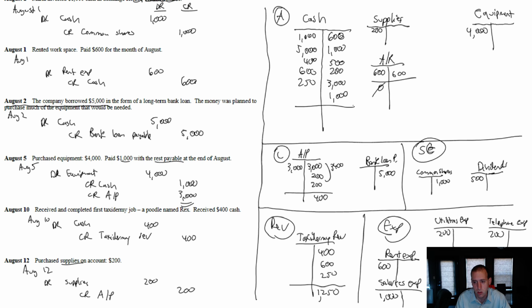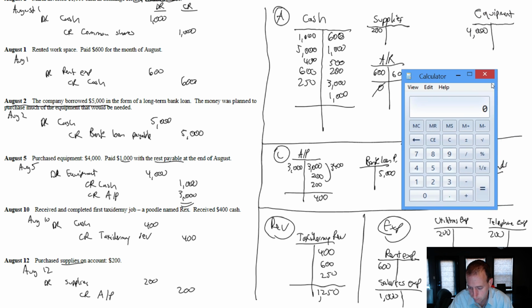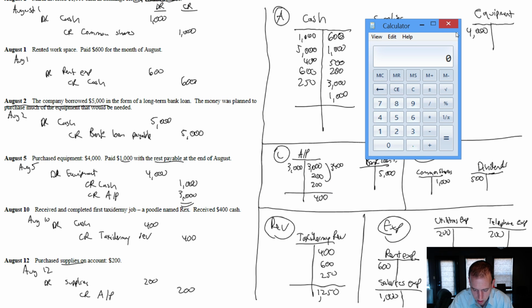Cash, this one's the tricky one. I'm going to have to try to get a calculator up here. See how I do. Oh, look at that. I got it to come up. Now I just need to let you guys see it. Okay, so we've got our cash T account here.